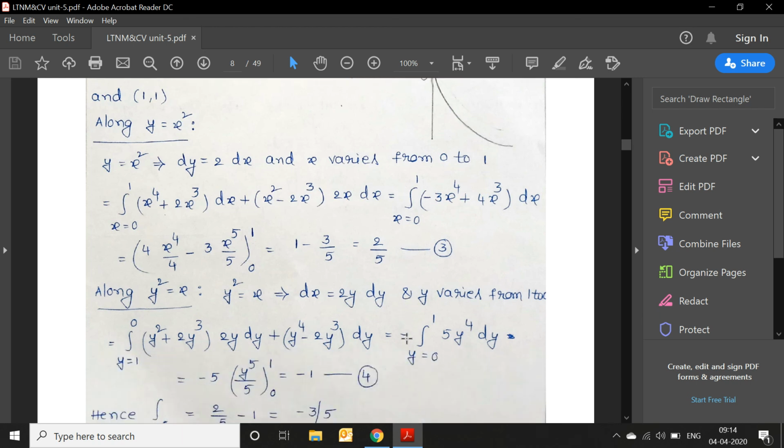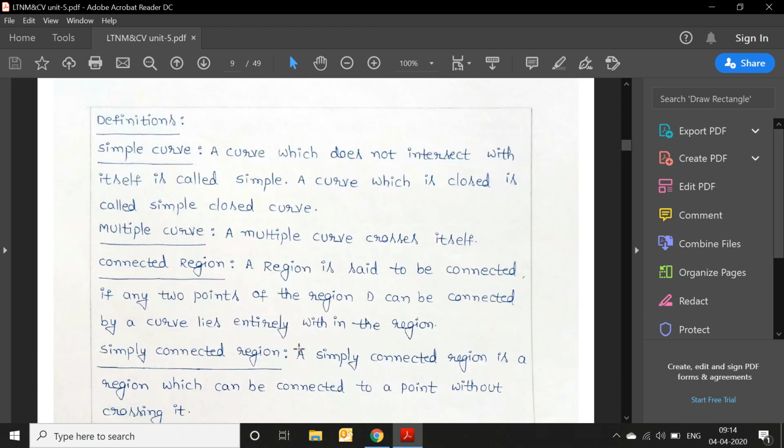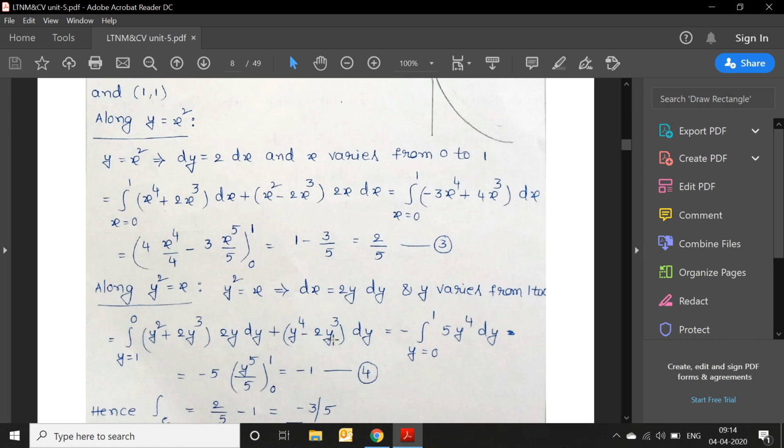Next, along y square is equal to x. Here we can convert into y terms, so we take dx is equal to 2y dy. Y varies from 0 to 1. Already we discussed x varies from 0 to 1 and y varies from 0 to 1. So we convert into y terms and simplify that. We get 5y power 4 dy. Then y power 4 integration is y power 5 by 5. Limits are 0 to 1. We get the solution as minus 1.